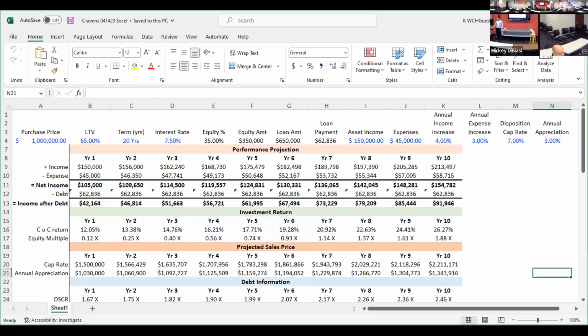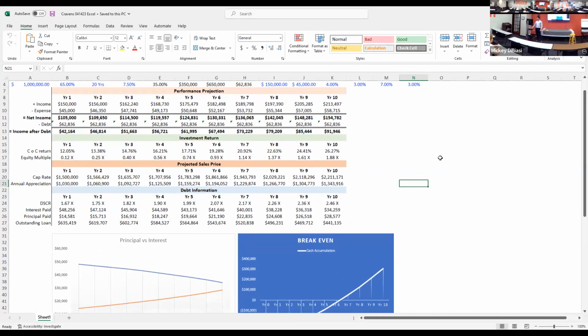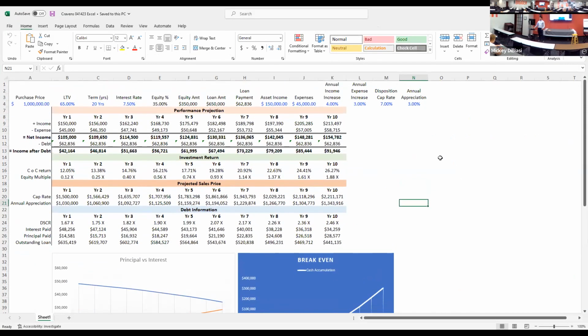All right, so here's something I wanted to show you. This sheet right here that you're looking at, this form, you can apply it to any of the assets that I just talked about. You buy a particular property for 100,000.